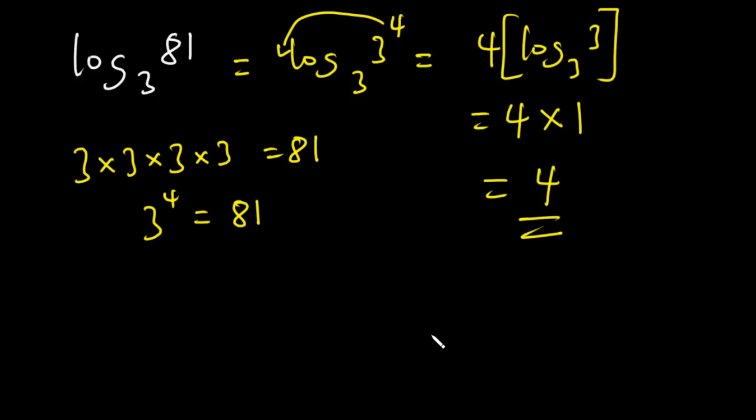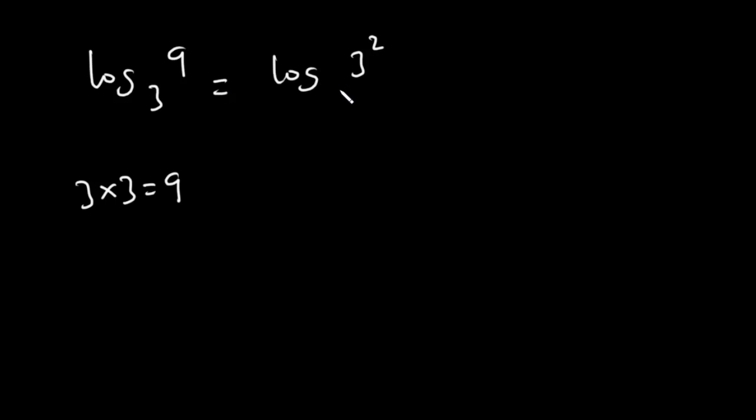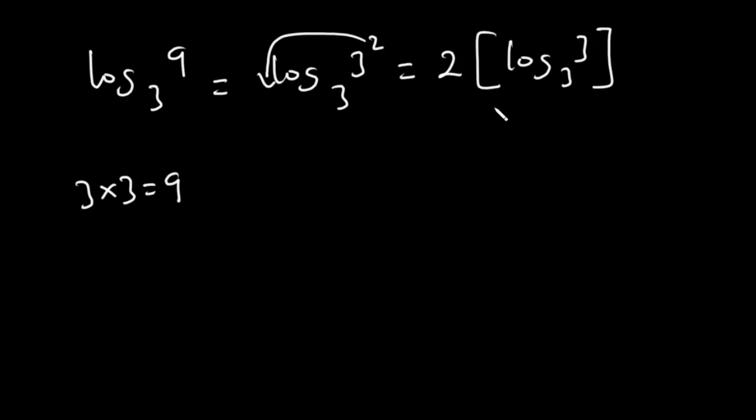Let's try another example. How do we solve log 9 base 3? Now 3 times 3 is equal to 9. So we can represent this as log 3 squared base 3. And then we are going to transfer 2 behind the log, and then we have 2 into brackets log 3 base 3. Log 3 base 3 is 1, and then 2 times 1 is equal to 2. So the answer is 2.